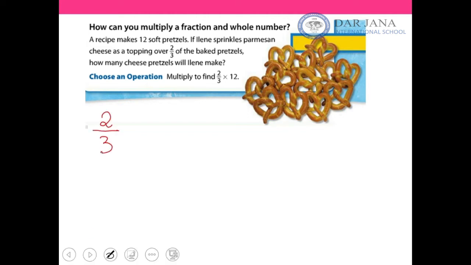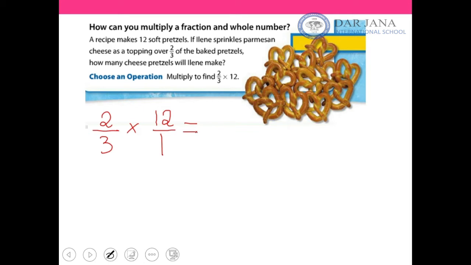So I will write the fraction 2/3 times 12. The first thing I need to do is to change the whole number into a fraction by making it over 1. The second step is I try to simplify before I multiply. I need to simplify any numerator with any denominator that is possible.